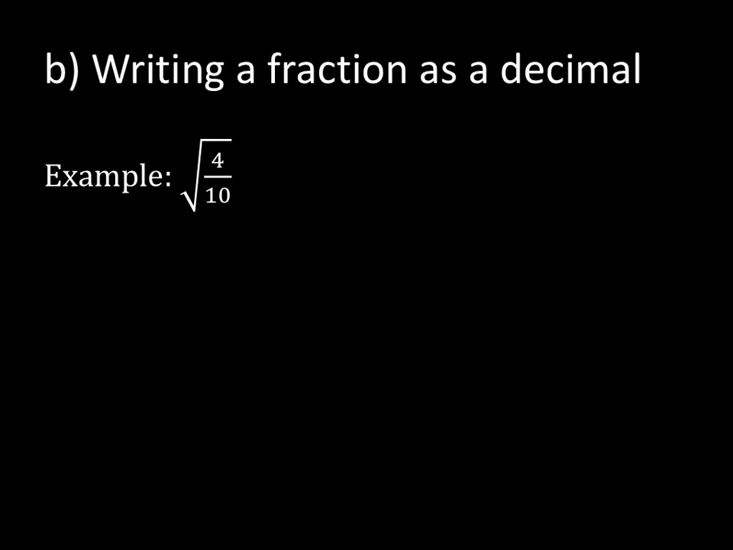Let's look at another example. Another way to estimate a square root of a fraction is to write the fraction first as a decimal and then use benchmarks. So if I'm going to convert 4/10 to a decimal, dividing by 10, the square root of 4/10 is equal to the square root of 0.4. Now I can look at 0.4 and see that it is very close to the perfect square 0.36. And then the nearest other perfect square would be a little further away, which would be 0.49.